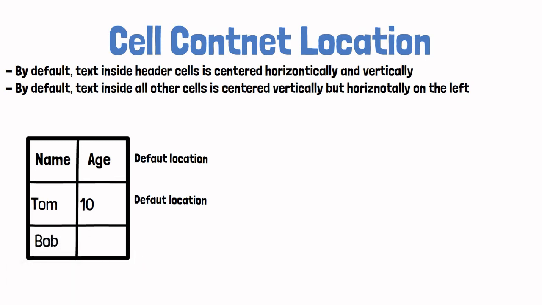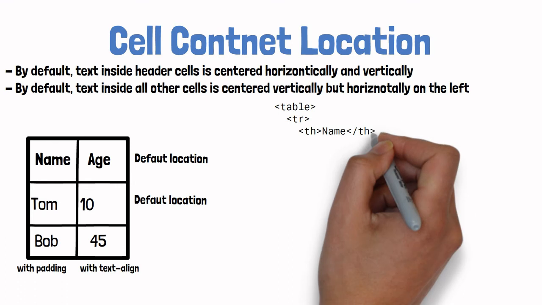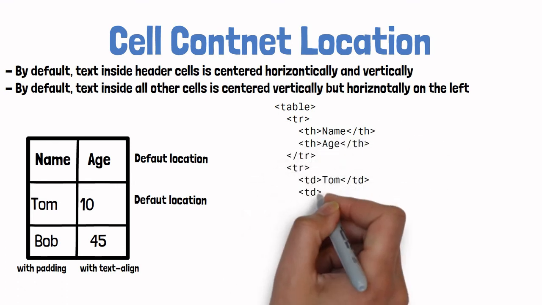The left cell in the third row shows the text a bit to the right from the left border, which we can achieve by adding padding. The right cell on the third row shows the text centered, which we can achieve with text align. Here is how the HTML code would look like.